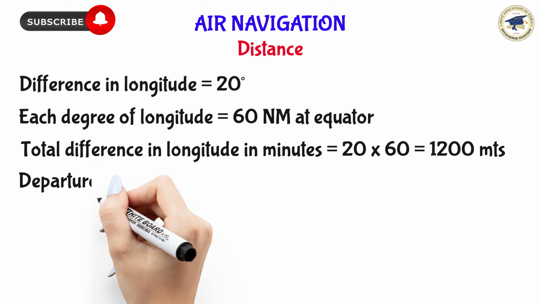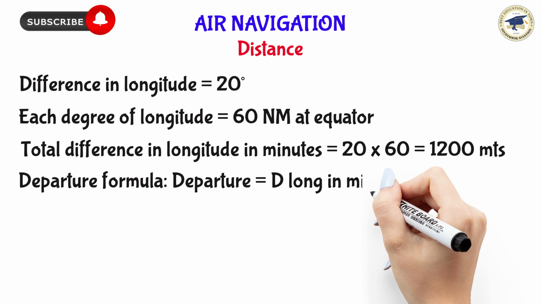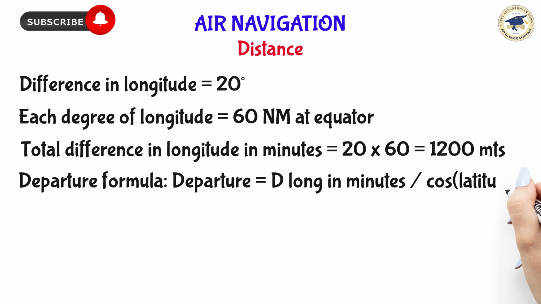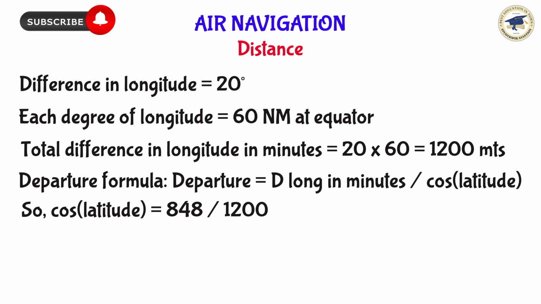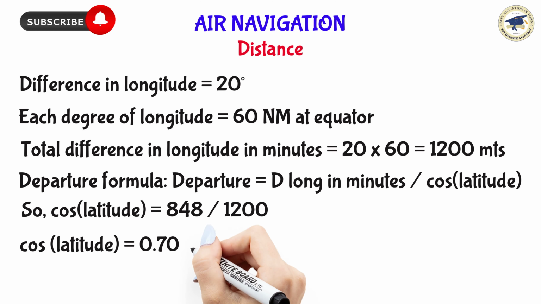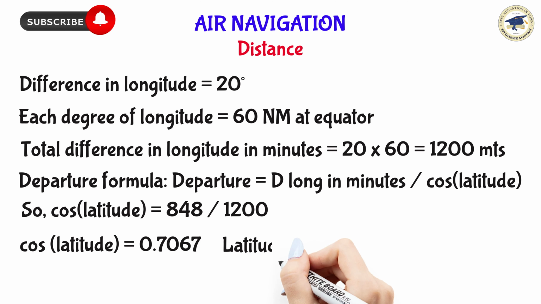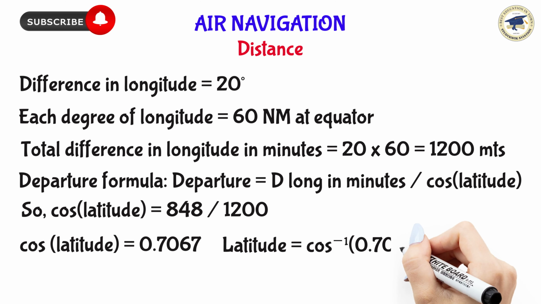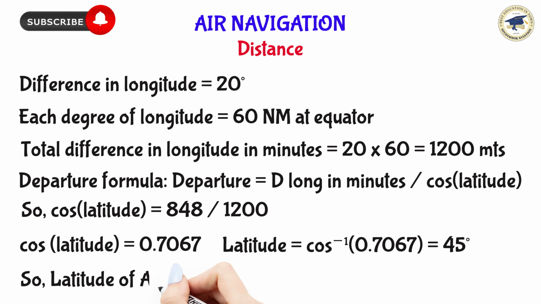Departure formula: departure equals difference in longitude in minutes multiplied by cosine of latitude. So, cosine of latitude equals 848 divided by 1200. Cosine of latitude equals 0.7067. Latitude equals cosine inverse of 0.7067, which equals 45 degrees. So, latitude of A equals 45 degrees north.